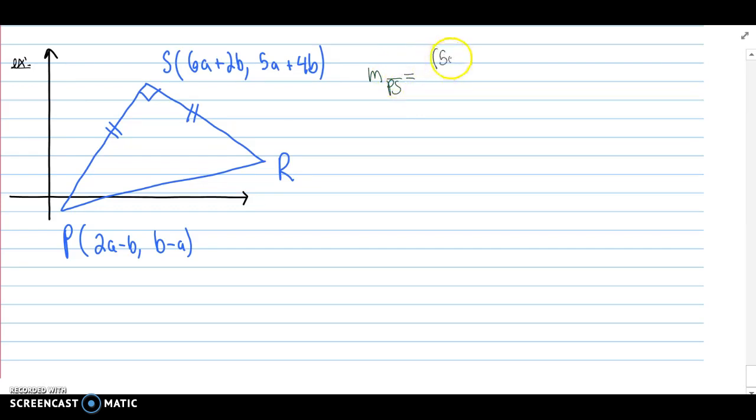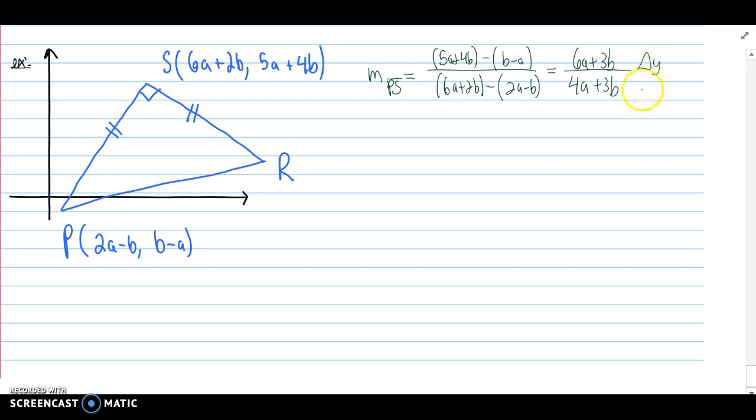The numerator then has 5a plus 4b minus b minus a. So there is the change in y. And then in the denominator, we have the change in x's. S value first, so 6a plus 2b minus 2a minus b. Make sure you remember to subtract the entire quantities. Now we'll simplify. 5a minus negative a would give us 6a, and then 4b minus b is 3b. And in the denominator, 6a minus 2a is 4a, 2b minus negative b is plus 3b.